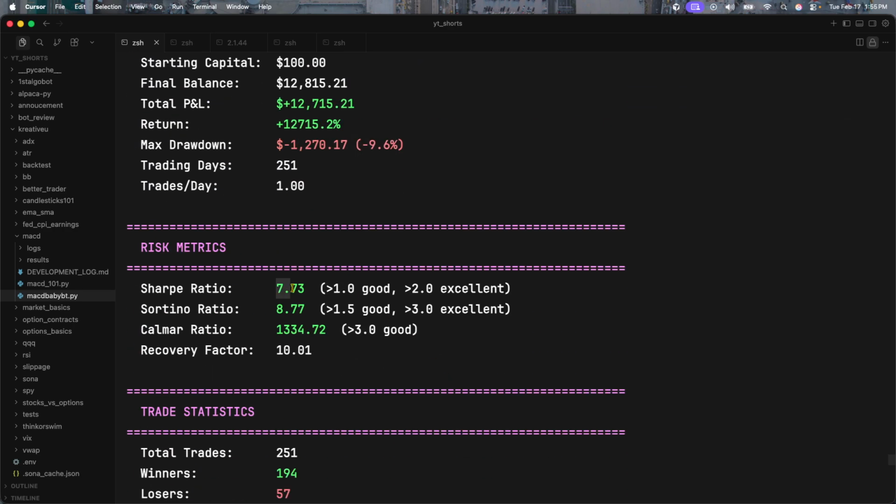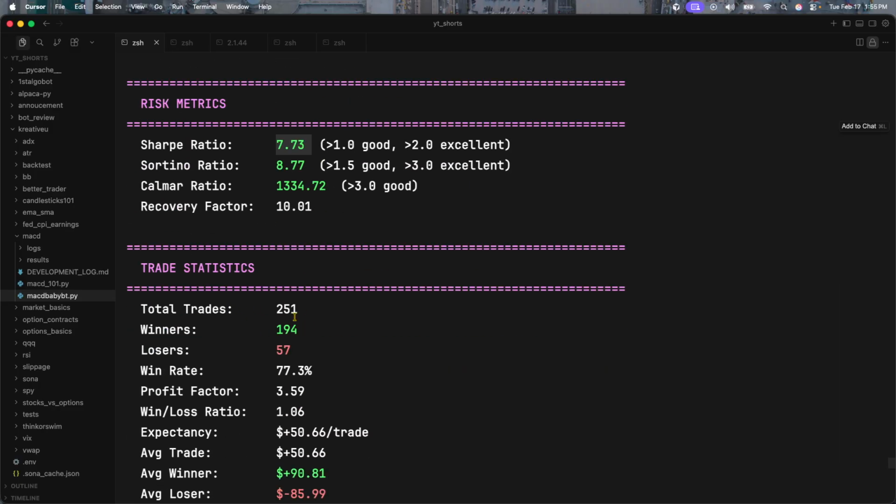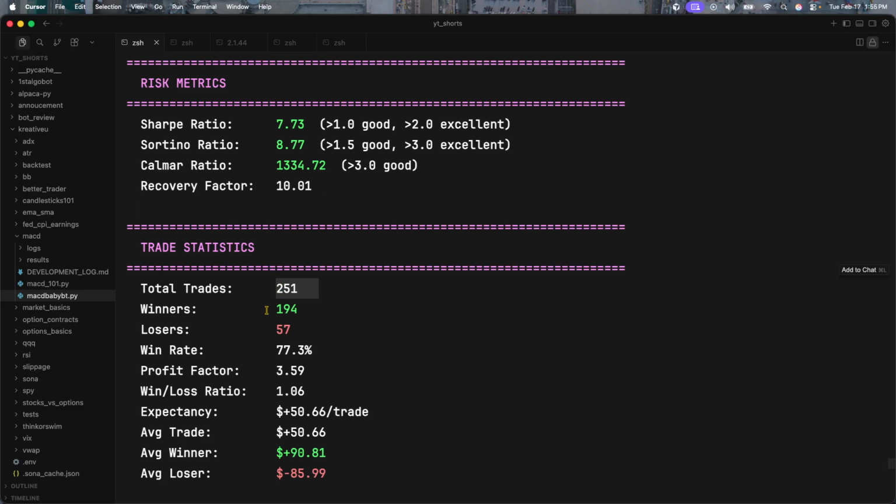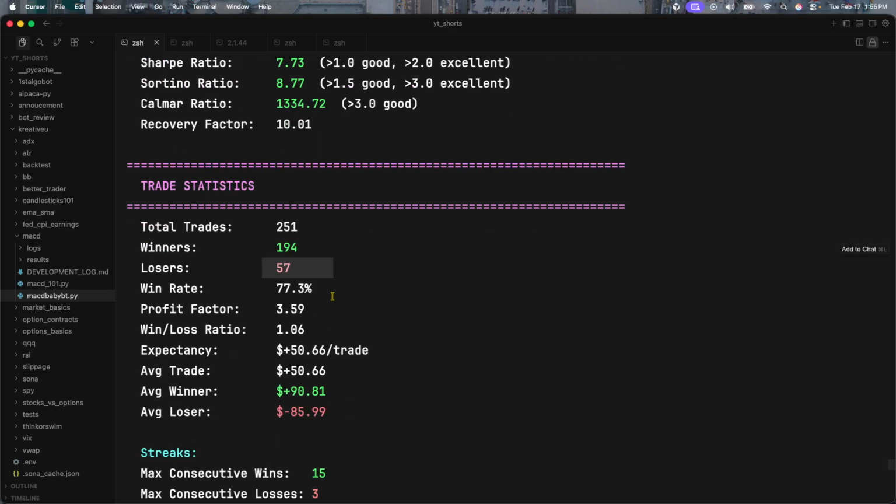Sharpe ratio is 7.73, right? That is freaking phenomenal. This is hedge fund levels. Hedge funds are looking for a Sharpe ratio that is above 2. So the fact that we're at 7.73 is kind of crazy, fam. Total trades was 251. Out of those 251 trades, we were able to get 194 trades that were successful and 57 trades that were not. So we have a 77% win rate.